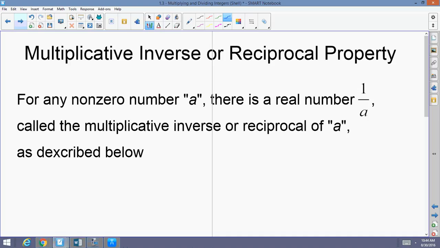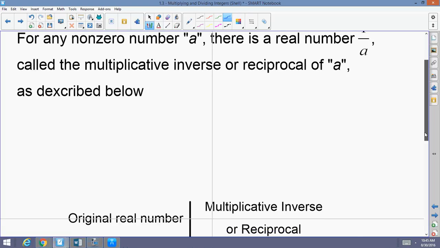So now, just like we had an additive inverse yesterday, I want to talk to you guys about a multiplicative inverse. The multiplicative inverse, or reciprocal property as it's called, states that for any non-zero number a, there is one real number, 1 over a, called the multiplicative inverse or reciprocal of a, as described below.